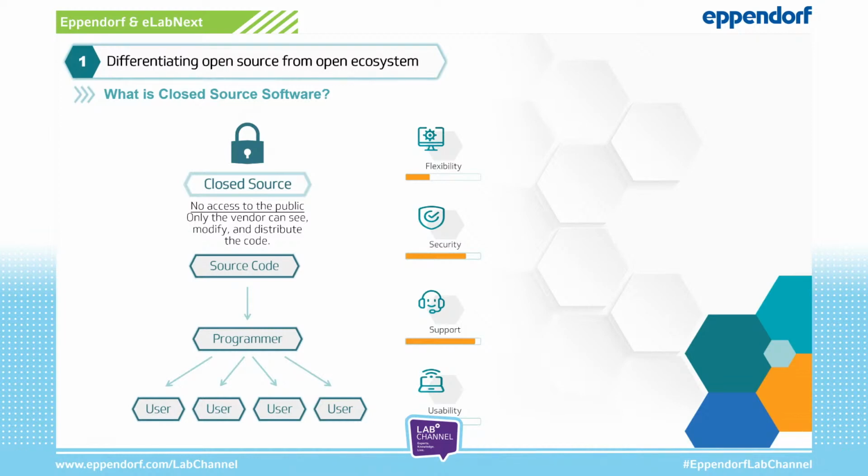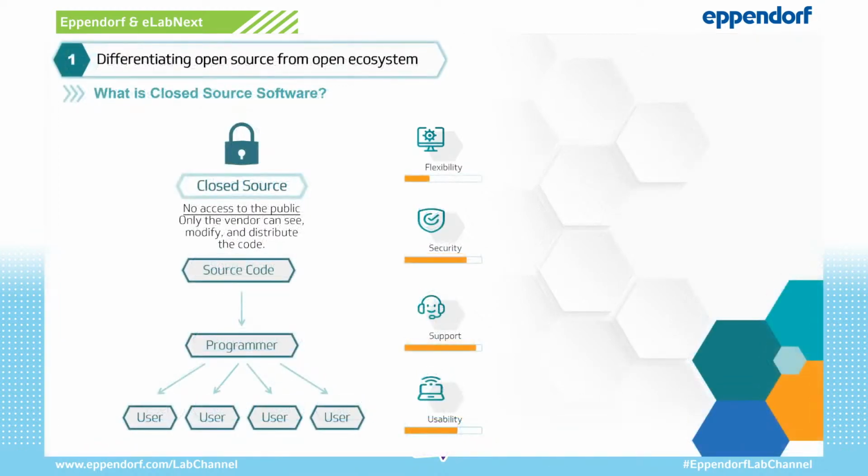And in a closed source software, usually you also have a support team, a dedicated support team, people that are dedicated to support the users, to provide help if needed. So in this case, if you need any help, you will get it. So support is also very high rated, as is usability.